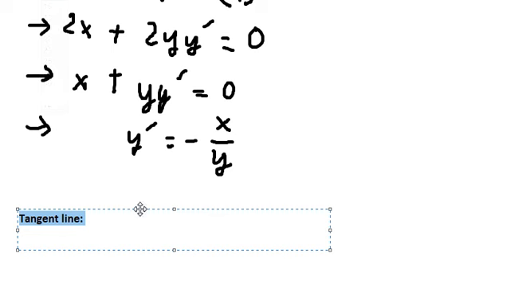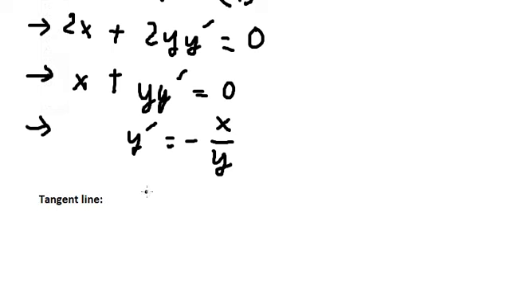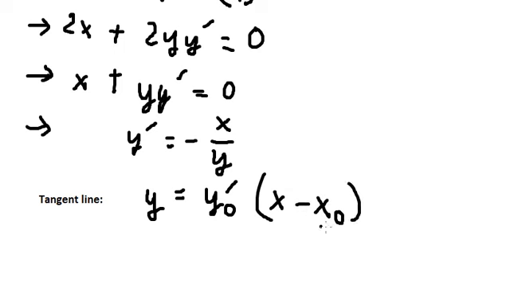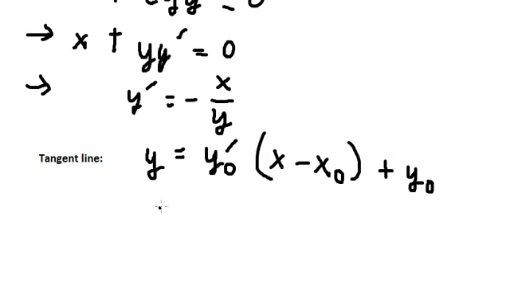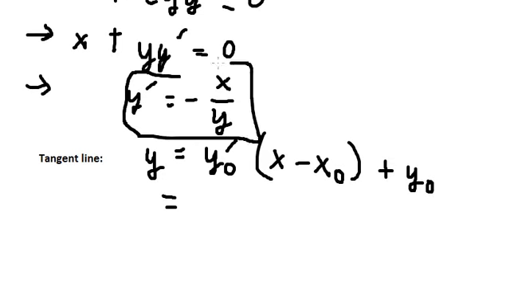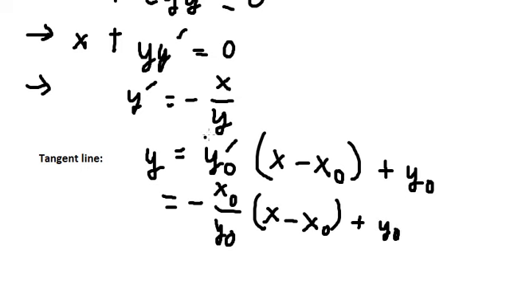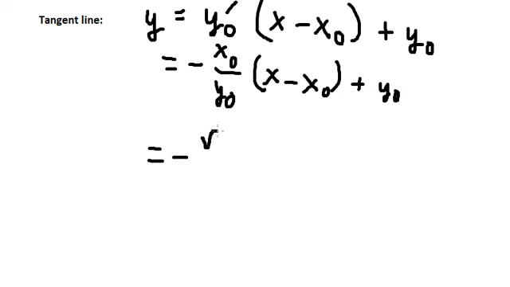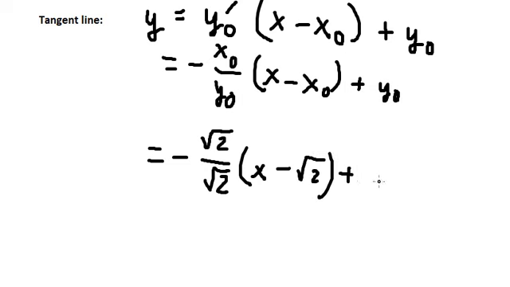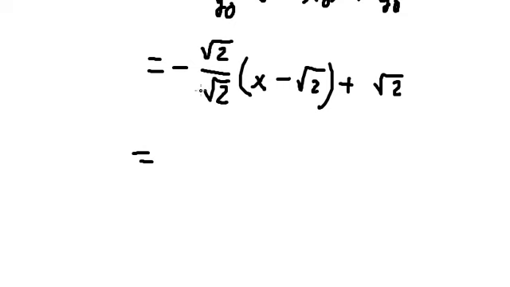So for this one, y equals the derivative of y at the given point, times x minus x0 at the given point, plus y0. So for this one, that is about this one. So the given point is this one. So this one we have negative number 1.